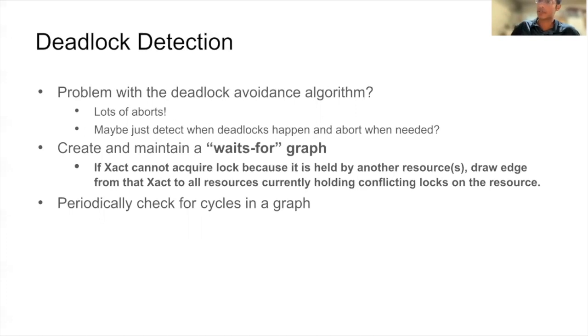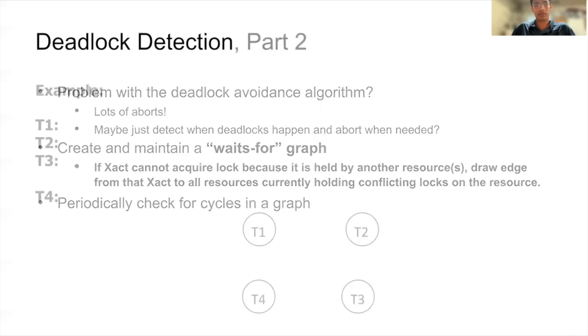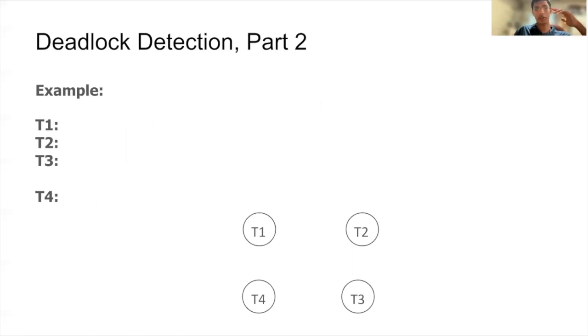We'll go through an example of that in a second if this doesn't really make any sense right now. We're going to check for cycles in that graph. And when there's a cycle in the graph, it means that a set of transactions are all waiting for each other. So there's a deadlock. Let's walk through an example.